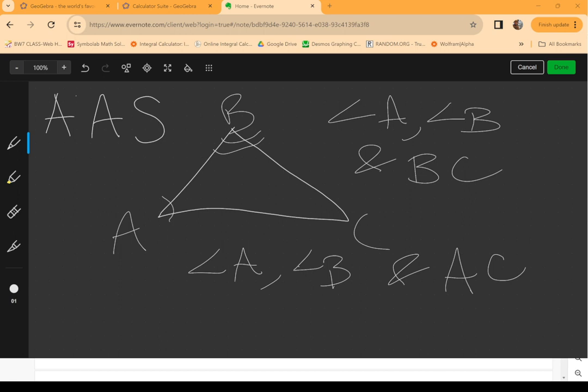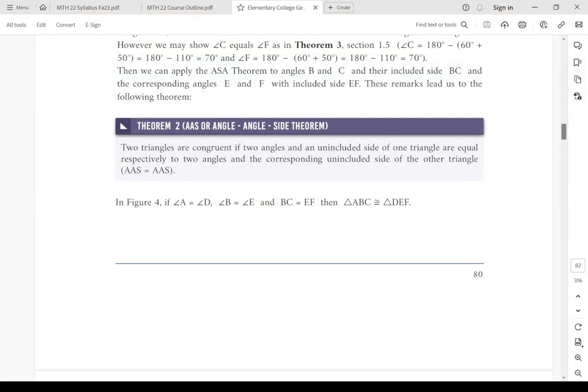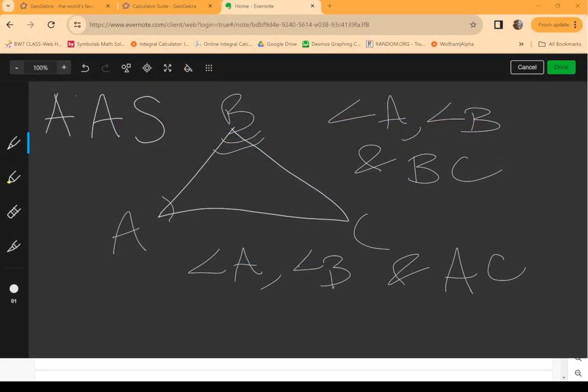So let's switch over to our textbook here. Theorem, angle, angle, side: two triangles are congruent if two angles and an unincluded side of one triangle are equal respectively to two angles and the corresponding unincluded side of the other triangle. AAS equals AAS. Okay, so now let's look at what this means.